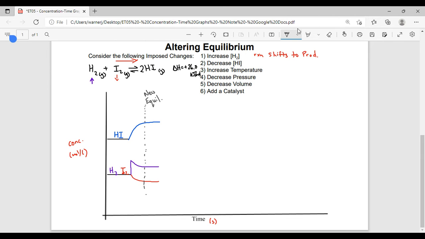So that's what would happen with our change. We would see that shift, we would see that initial change in the hydrogen, and then the response by the system to try and lower that hydrogen's concentration, use up some of that extra hydrogen, and to use it up, we got to use up some I2 as well. Okay, and then that's going to generate more HI.